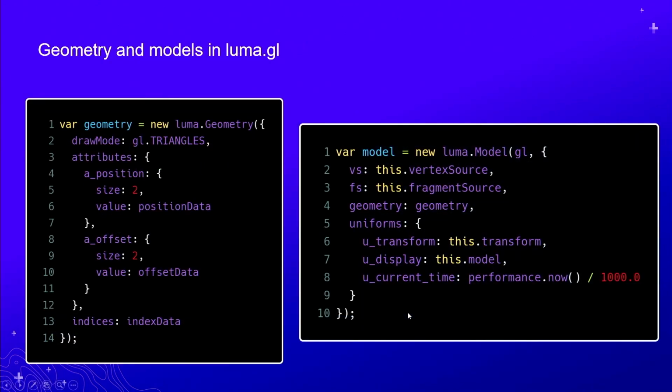In Luma, there is the concept of geometry, which is basically an object that brings together index data, vertex data, and the description of the attributes that are found in the vertex buffer. And then you can bind the geometry together with shading information, including a vertex shader, a fragment shader, and a specification of uniform values, and this is called a model. A model is something that has all the information needed for rendering.